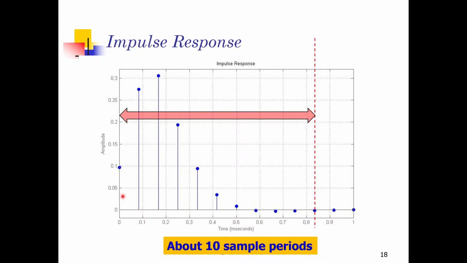If we analyze the impulse response, we see that for about 10 sample periods, we basically have a good response as required for our digital filter design. And after these 10 samples, it will just end up being 0.